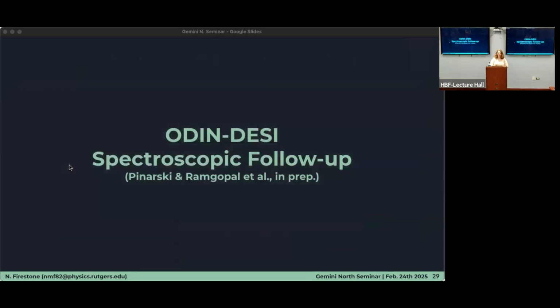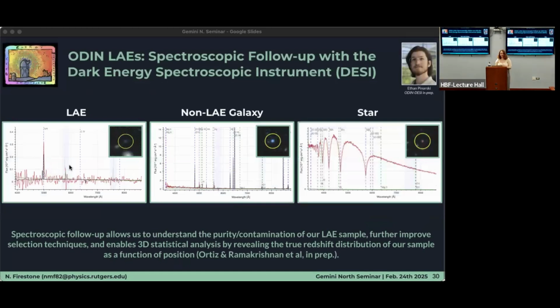So I've been talking quite a lot about the disjointness of our LAEs and these other interloping samples and trying to convince you that our sample is really robust. So I want to take a few moments to highlight some results from the ODIN DESI spectroscopic follow-up campaign, which has been led by Ethan Pinarski, who's a postbac at Purdue University. So in these plots here in the upper right corners, I have the postage stamp images that we looked at way back when, in the beginning of my talk. And then here we have some DESI spectra that correspond to each of those objects.